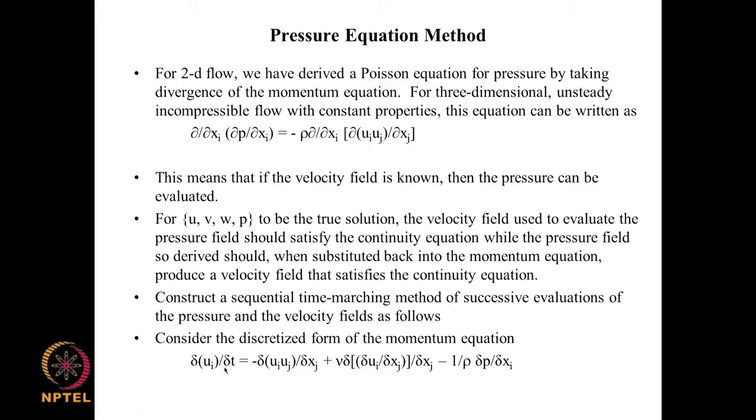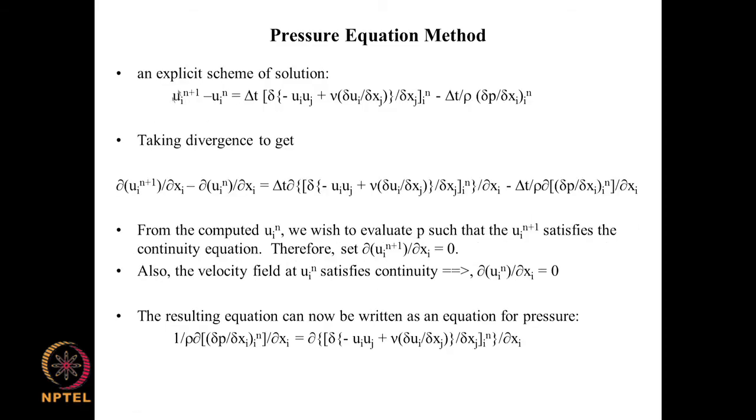Even here you can use forward first order, second order, central, all those kinds of things. But this is the discretized form of the continuity equation. Now we can write this simply as a forward differencing, u_i^(n+1) minus u_i^n divided by delta t. If we do that, then we get an explicit scheme of solution: u_i^(n+1) minus u_i^n divided by delta t, we take the delta t to this side, delta t times all the right hand side terms which are evaluated at the nth time step.